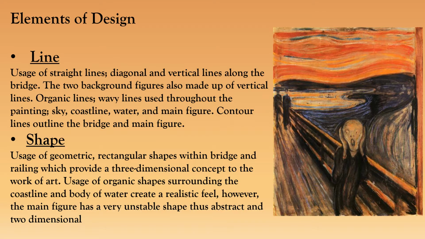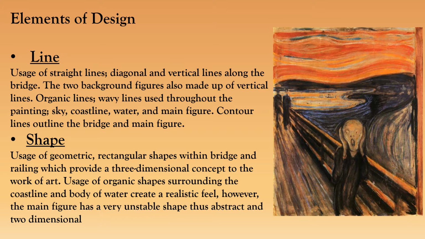So for the elements of design, I wanted to point out that there is a usage of straight lines, diagonal and vertical lines along the bridge. The 2 background figures are also made up of vertical lines. The organic lines, which are wavy lines, are used throughout the painting: the sky, coastline, the water, and the main figure. And there are contour lines outlining the bridge and the main figure.